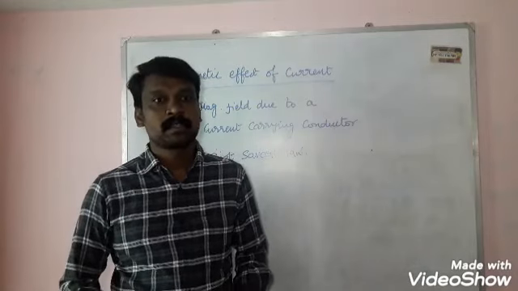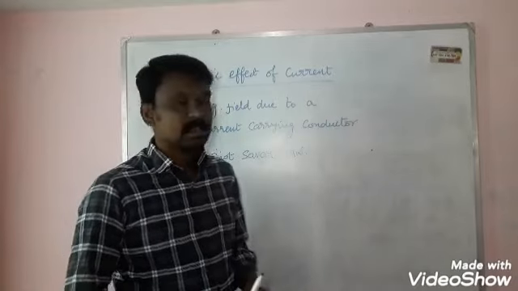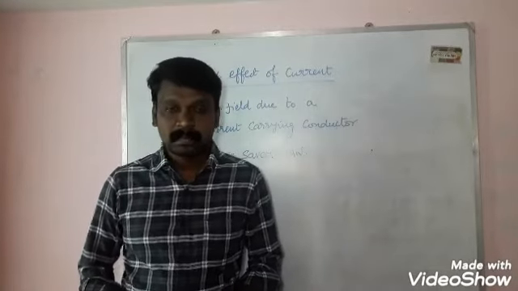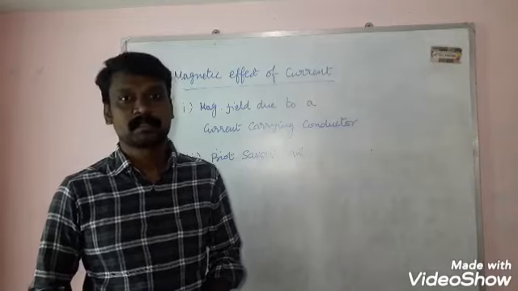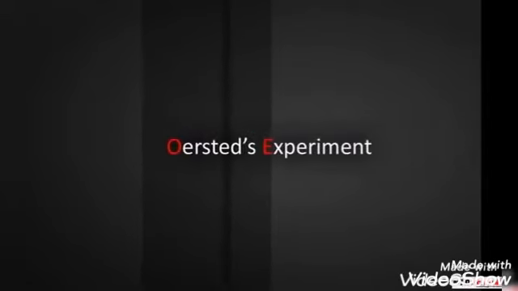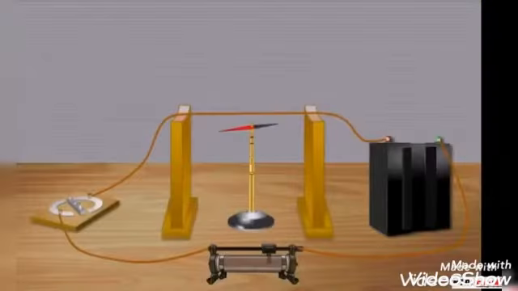So today we are going to learn the magnetic effect of current through some animation videos. Ørsted's experiment. In 1820, Hans Christian Ørsted discovered the magnetic effect of current. The experimental setup is similar to Ørsted's experiment, which leads to the magnetic effect of current, as shown in the animation.